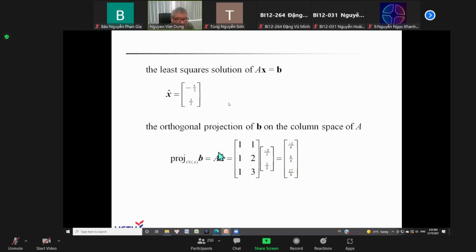But however, you know that the projection of B on the column space of A equals A multiplied by x hat. So in case you want to find the orthogonal projection of B on the column space of A, you can apply that. You find already x hat to be that one. So you know already what is A. So you multiply A by x hat, you get that one. So that vector is exactly the orthogonal projection of vector B on the column space of A.